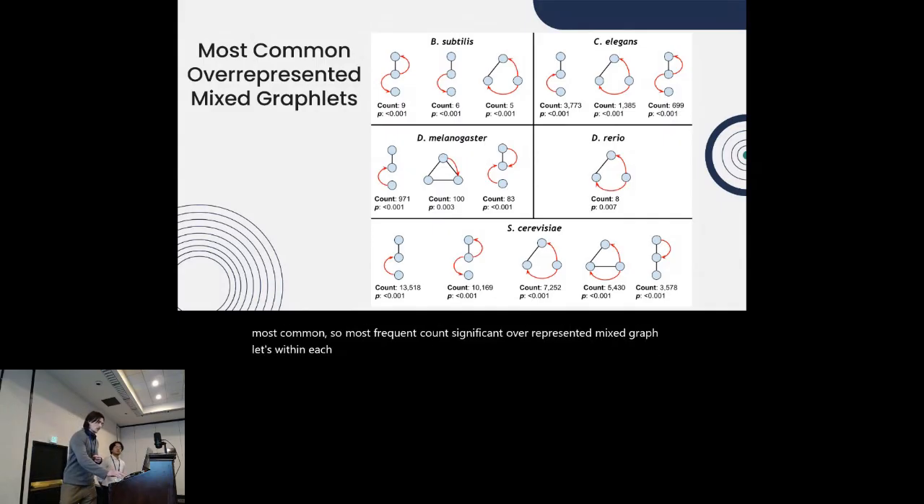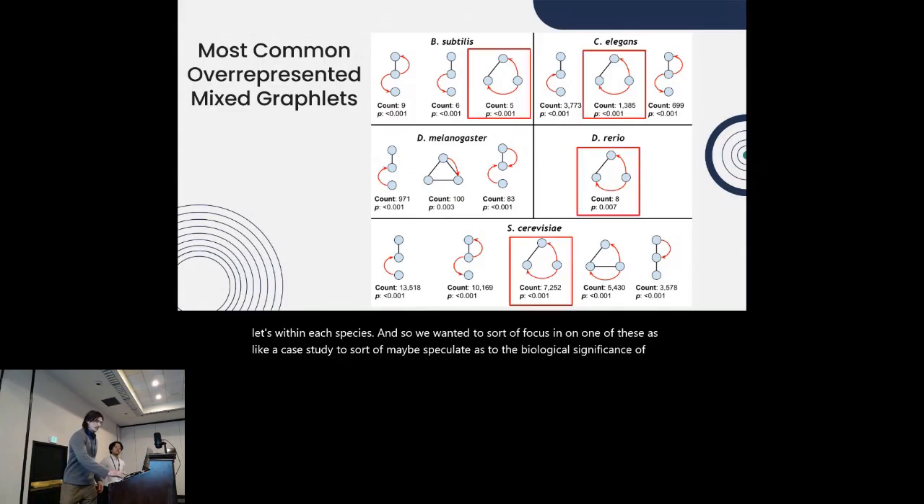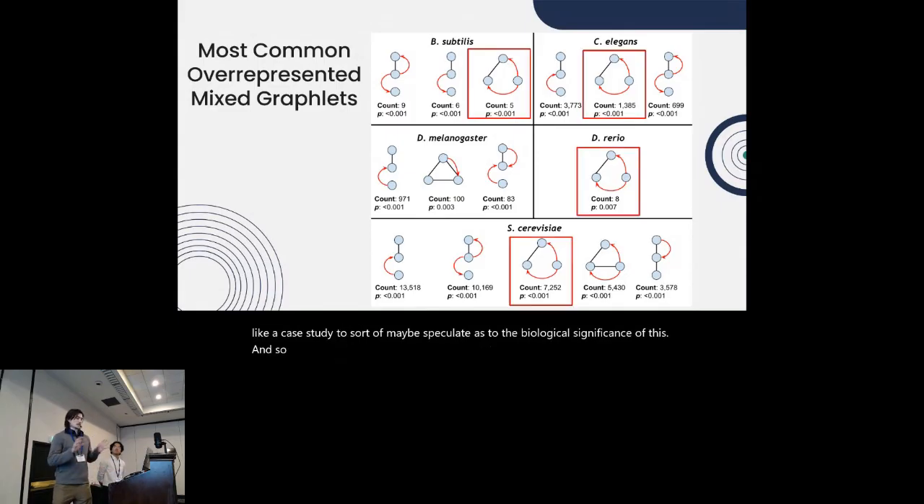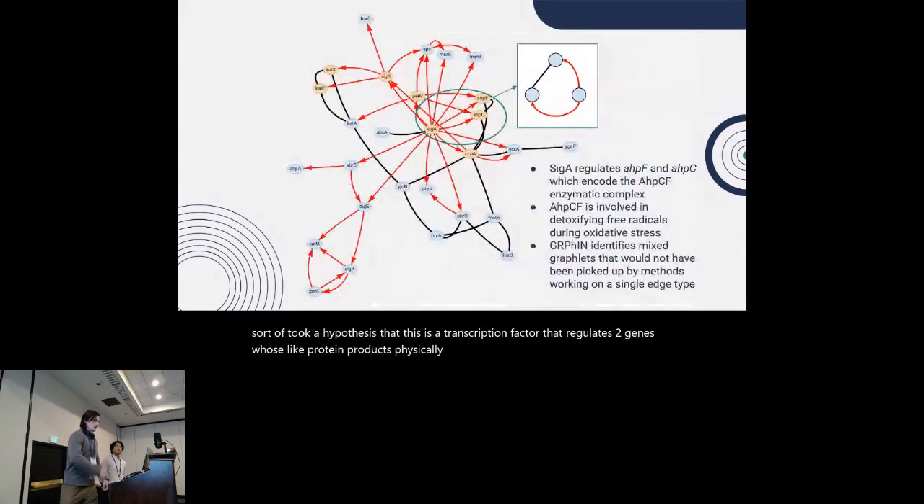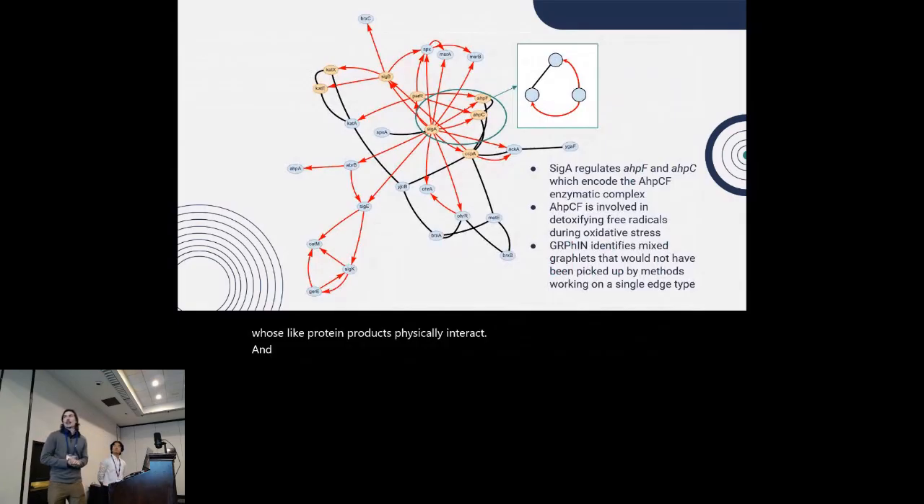And so we wanted to focus in on one of these as a case study to maybe speculate as to the biological significance of this. We focused on this one because it was present in 4 of the species. And we took a hypothesis that this is a transcription factor that regulates 2 genes whose protein products physically interact. And so we took a look at this graphlet within the B. subtilis network because it was the smallest and easiest to visualize.